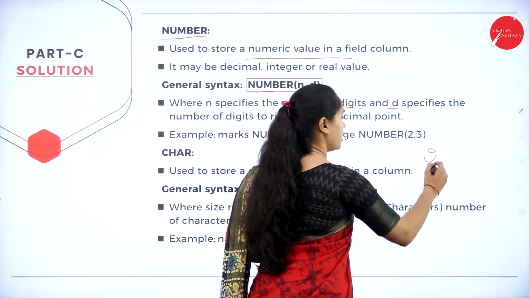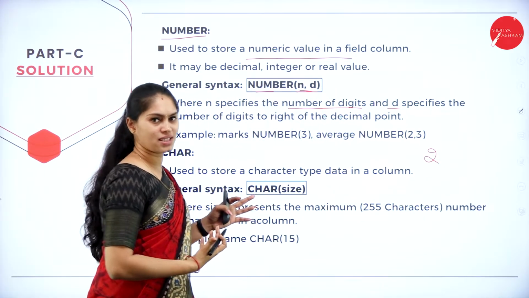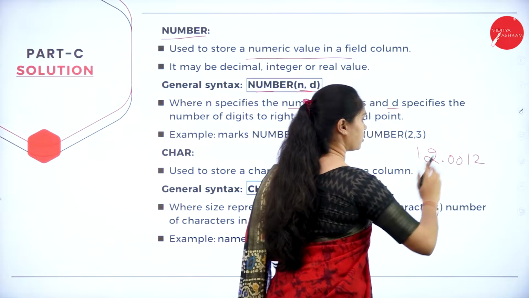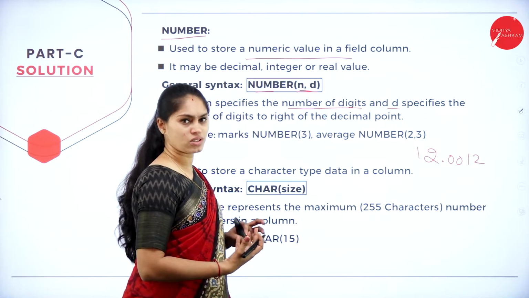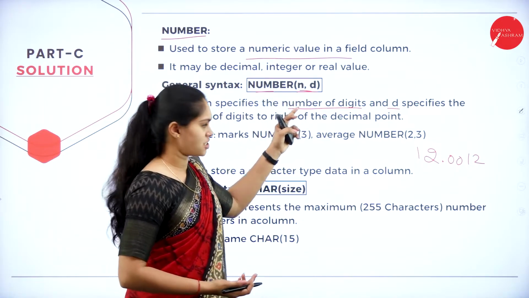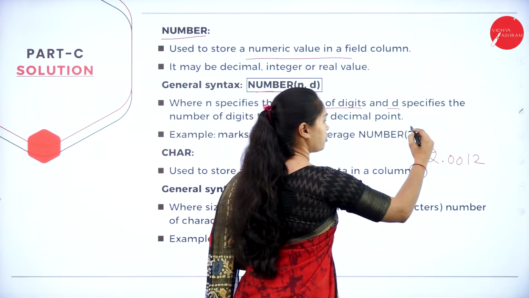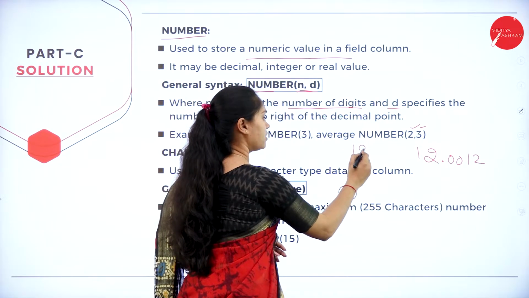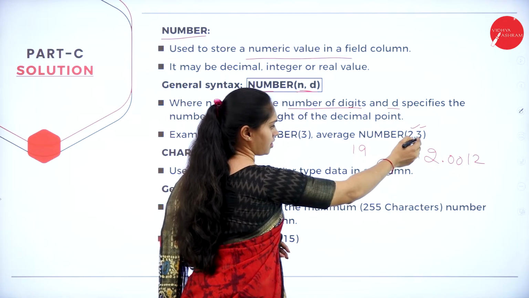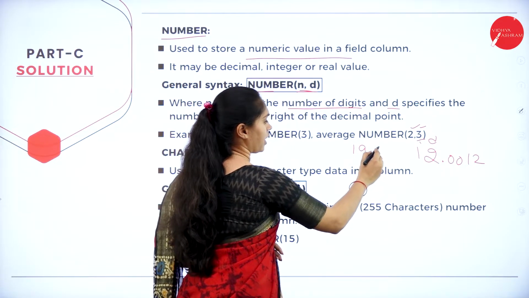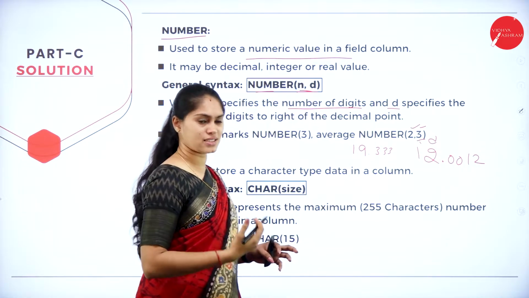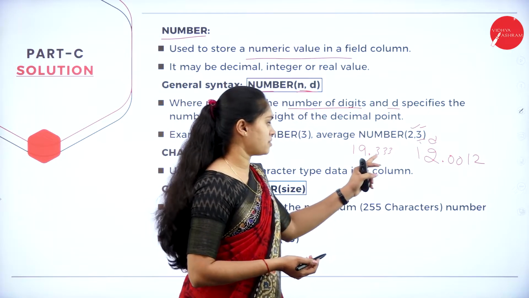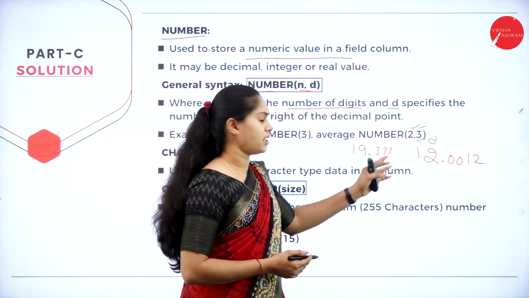For example, if you are taking this number in order to represent the salary, if my value is 12,000.0012, at the time what are we supposed to mention? Number of digits. For example, if I am taking number of 2, 3, then it is going to hold only two integer digits like 19, and if d value is 3, I can have only 9.333 like this. After this decimal point, to the right of that, how many numbers will it hold?